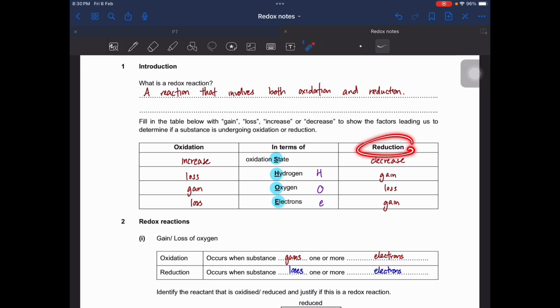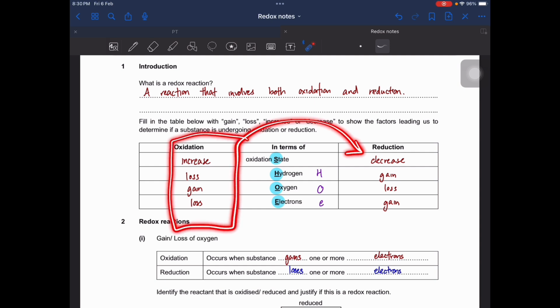And when it comes to reduction, it is just the direct opposite. So when you go through this chapter, you start by learning one of them, then just remember that the other one is all the opposite in terms of what you're learning. So let's first take a look at oxygen. What does it mean when we say gain or loss of oxygen?